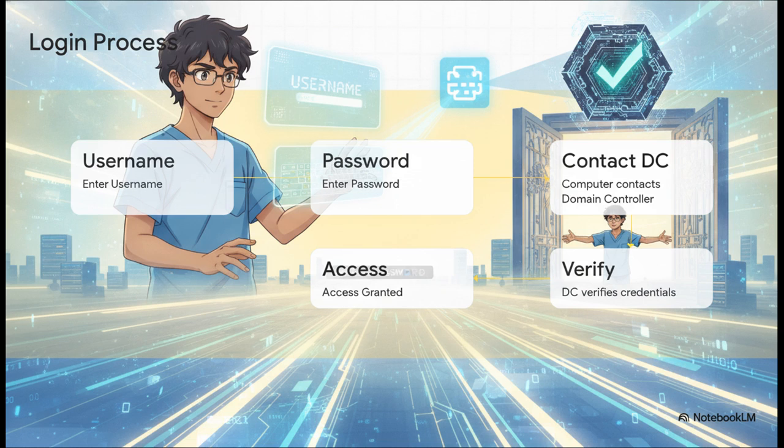Then, in Step 3, his computer silently reaches out to that domain controller. Step 4, the DC checks its master database to verify Rahul's credentials. And Step 5, access granted. And all of this happens in just milliseconds.